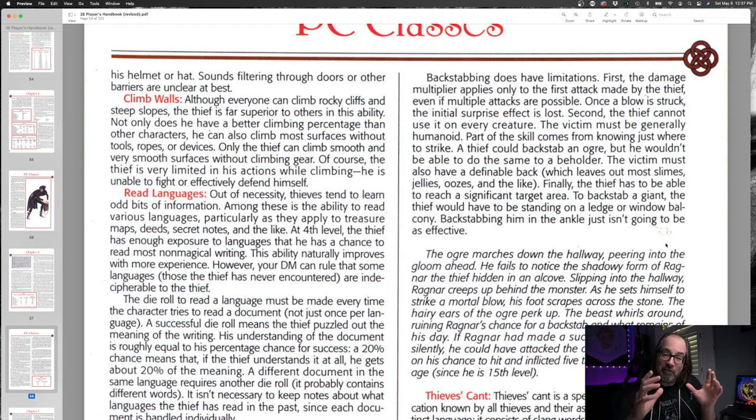And in the video, I think I found what I was looking for. Right here in second edition, Player's Handbook, it says part of the skill comes from knowing just where to strike. This is the first time we've seen this. All the way from the original edition, the first time it appeared in Greyhawk, all the way up to first edition, through BX and everything up.